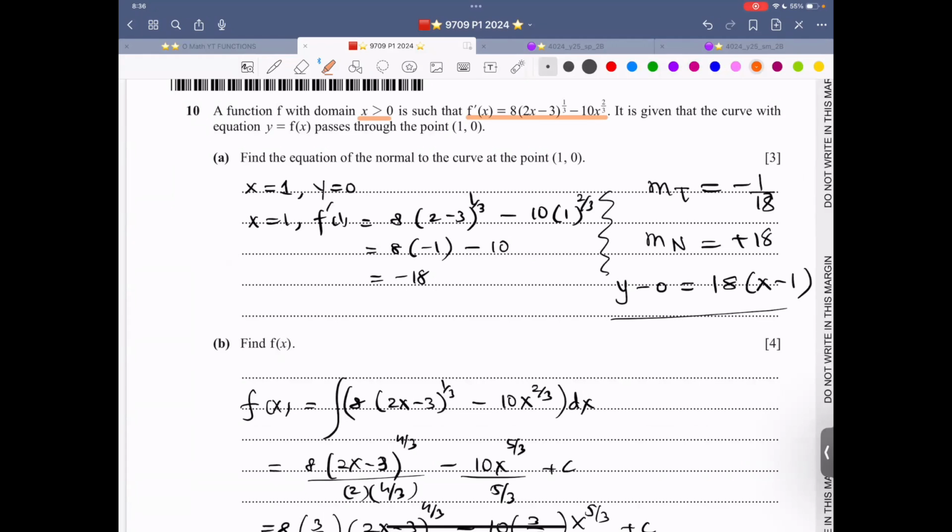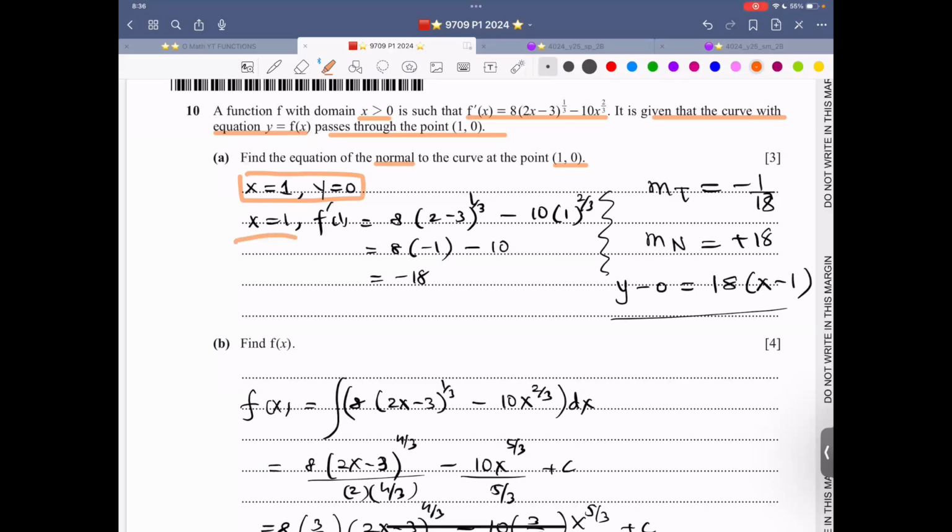It is given that the curve with equation y equals f(x) passes through this point. Find the equation of the normal to the curve at the point (1, 0). The first one is simple. We plug in x equals 1, we get y equals 0. I mean, that is given. My bad, that is given.